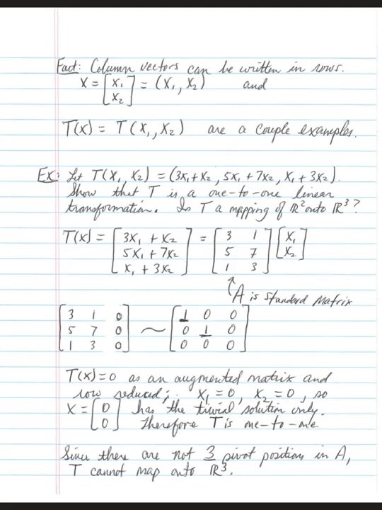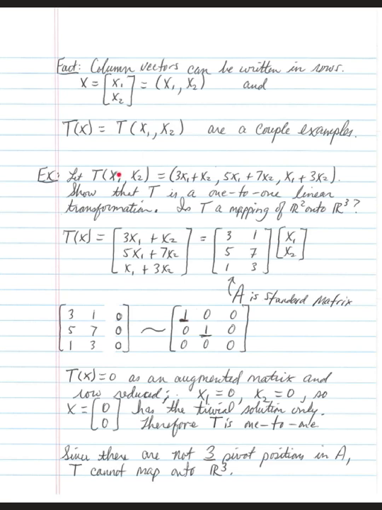Fact, column vectors can be written in rows. This is just a different notation. X, so far we've seen it as this vector notation, but you can also write it as what looks like an ordered pair. X1 on top or first, X2 on bottom or second. The transformation of that vector, you can also write it in a row format. So those are a couple of examples.